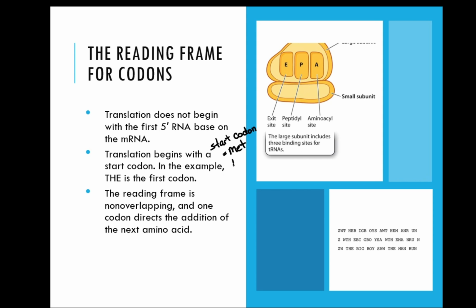Okay, and the codon is AUG. Okay? So the reading frame is like reading.